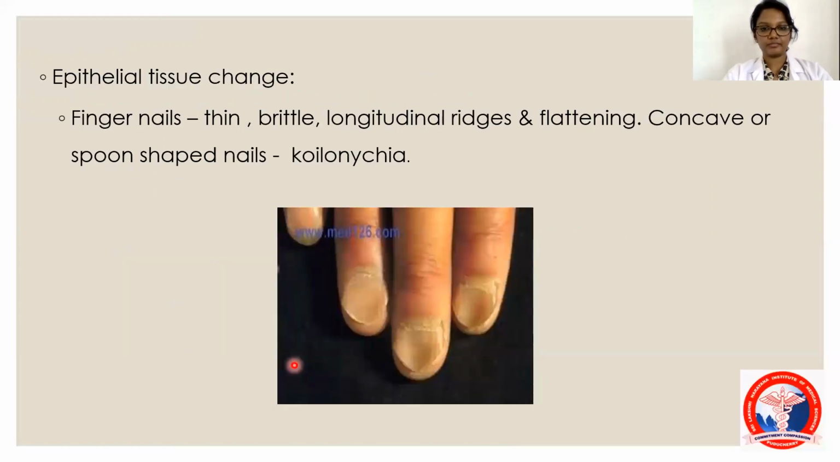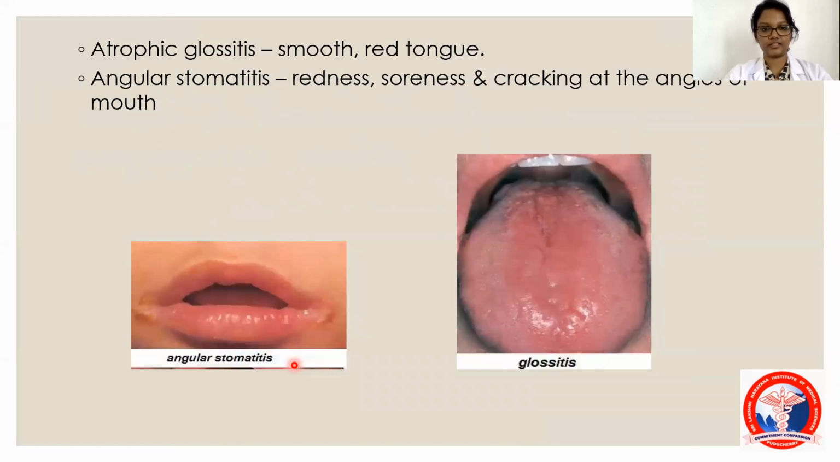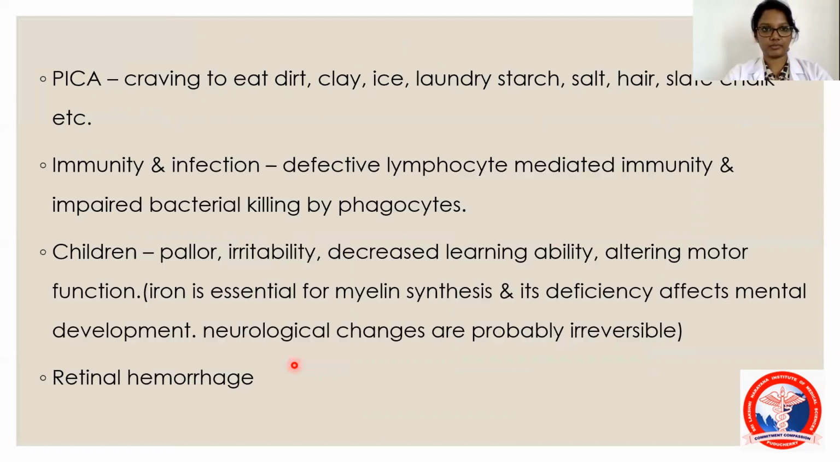Okay, another finding is koilonychia, which is spoon-shaped nails. The nails are thin and brittle, and there can be longitudinal ridges and flattening. So this condition is called koilonychia. This is seen in chronic cases where the patient has chronic iron deficiency. It's not an acute change, it's a chronic change. Other findings are atrophic glossitis, which is a smooth red tongue. Another finding is angular stomatitis, where there is redness, soreness, and cracking of the angle of the lip.